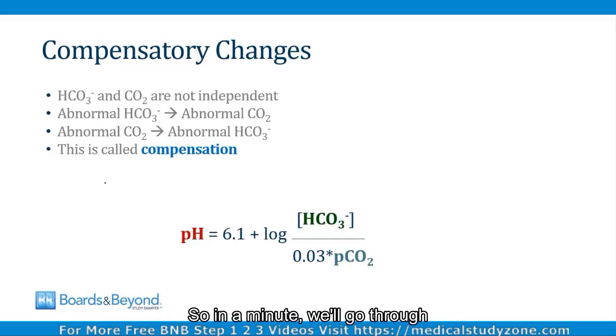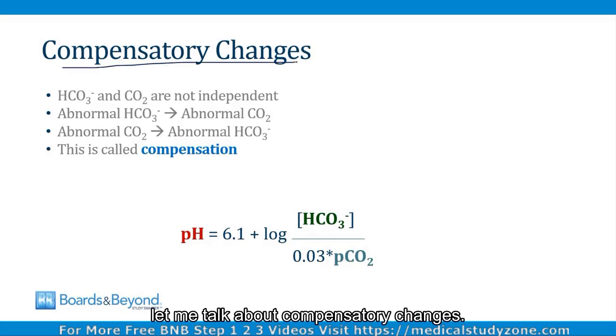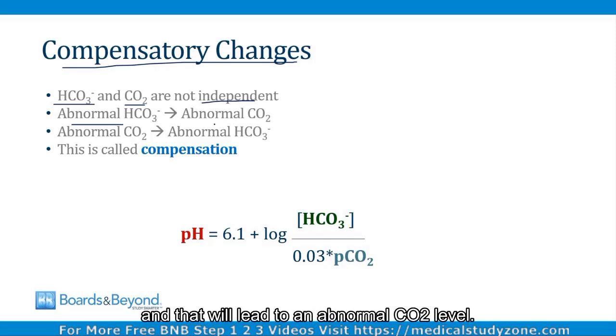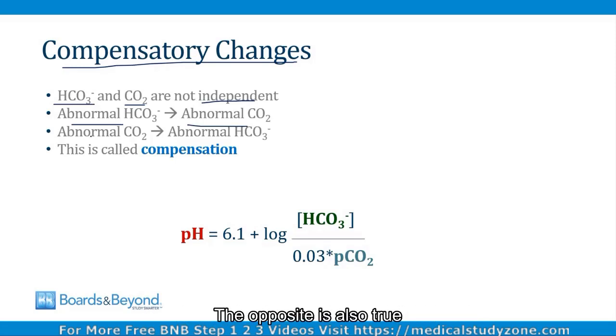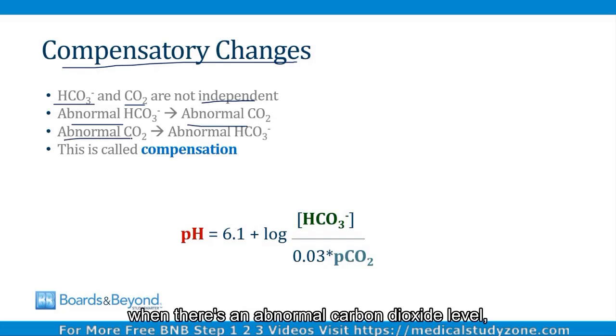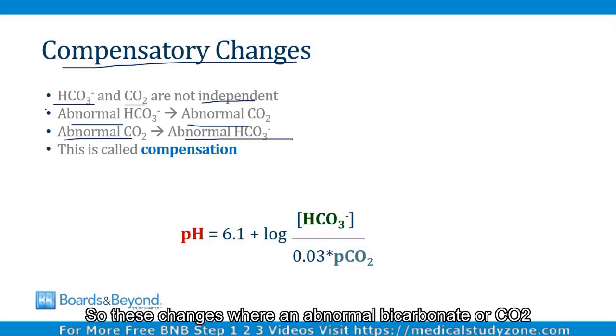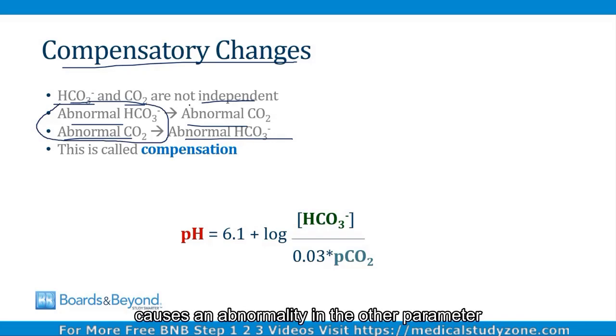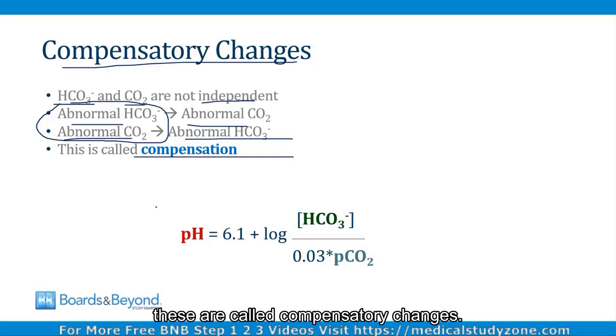So in a minute, we'll go through some examples of acid-base disorders, and I'll walk you through how to solve them. But before I do that, let me talk about compensatory changes. Changes in bicarbonate and carbon dioxide are not independent. When the bicarbonate becomes abnormal, that triggers a response from the body, and that will lead to an abnormal CO2 level. The opposite is also true. When there's an abnormal carbon dioxide level, this will trigger a response leading to an abnormal bicarbonate. So these changes where an abnormal bicarbonate or CO2 causes an abnormality in the other parameter, these are called compensatory changes.